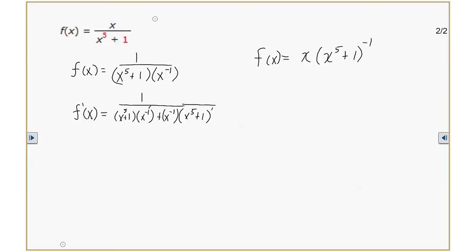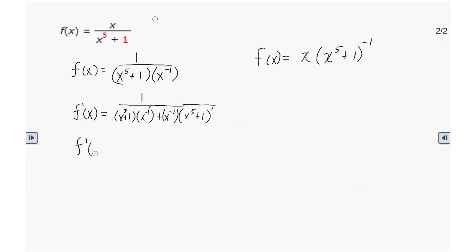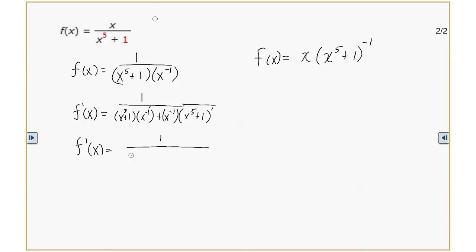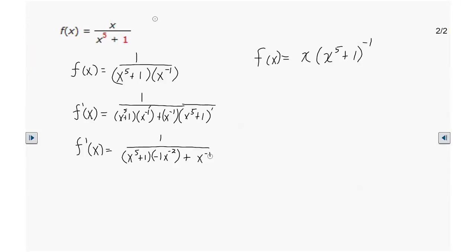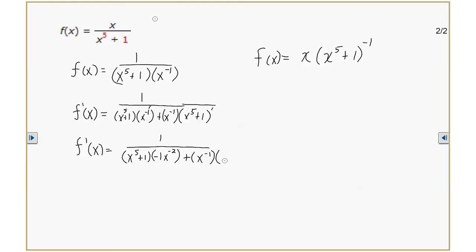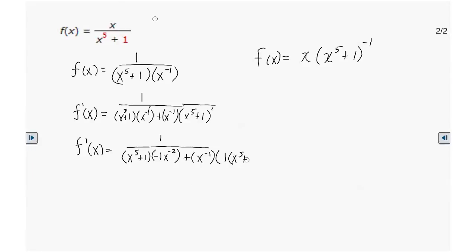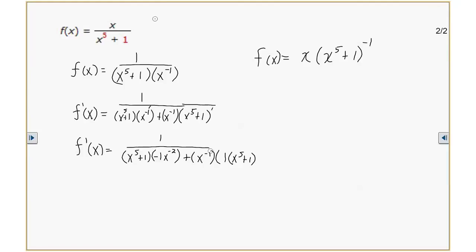So f prime of x is equal to 1 over, and that's going to be x to the 5th plus 1, and then this is going to be negative 1 to the negative 2. Somebody check me. Negative 1 x to the negative 2 plus x to the negative 1 times 1 x to the 5th plus 1 to the plus 1 minus 1, 0 power, times the derivative of what's inside, which is what? 5x to the 4th.